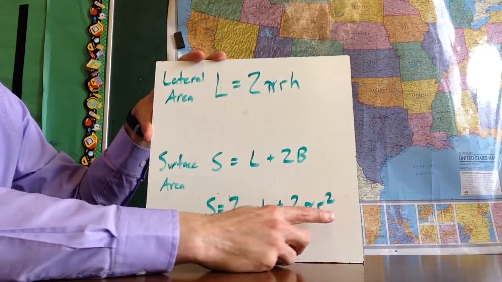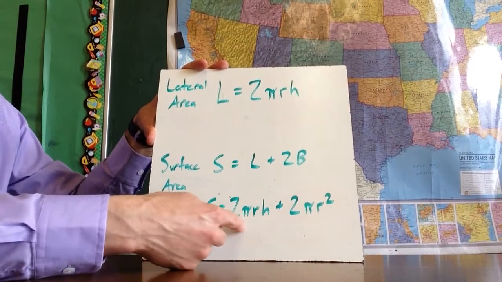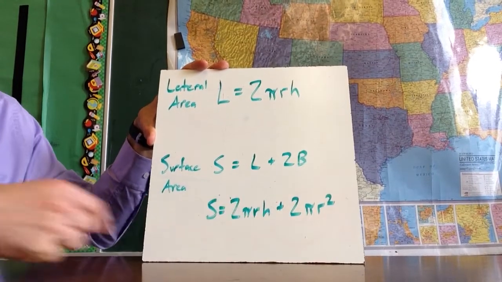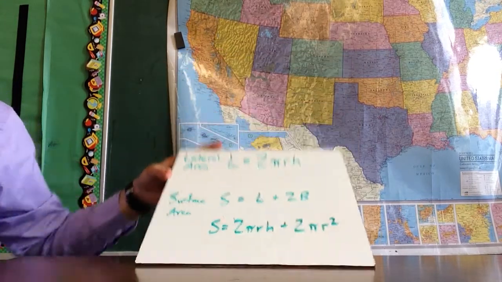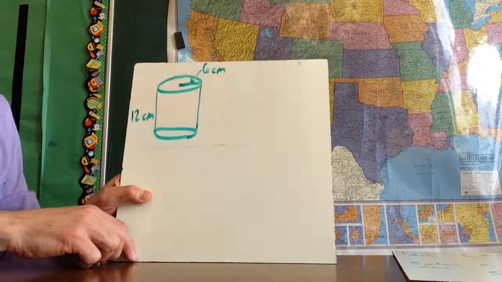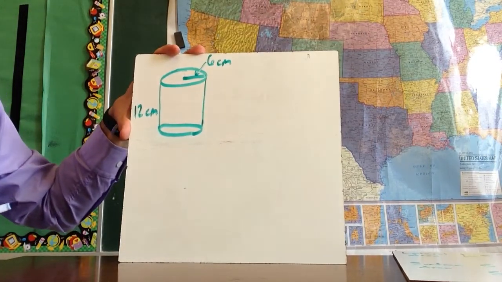The most common mistake here is to make sure that you square the radius before we start multiplying. Make sure we multiply this number and multiply this number before we add the 2 of them together. That's through order of operations that we must do that. So I got one example for you. We're going to find the lateral area and then the surface area of this cylinder.